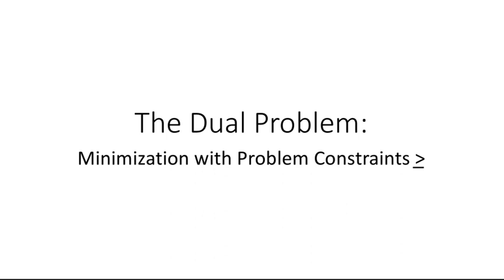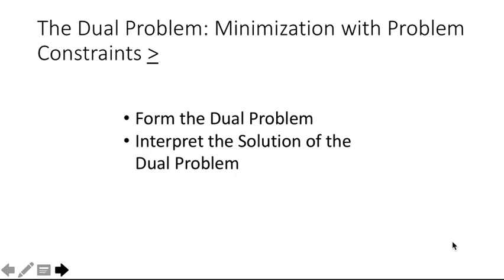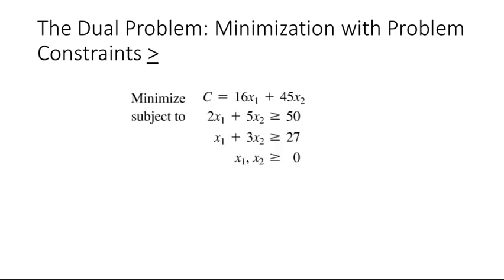I wanted to show you an example of a minimization problem. So we are going to solve the dual problem. This is how we solve a minimization problem with problem constraints that are in the form greater than or equal to. In this video, I want you to learn how to, first of all, form the dual problem, and second of all, interpret the solution of the dual problem. So let's look at an example.